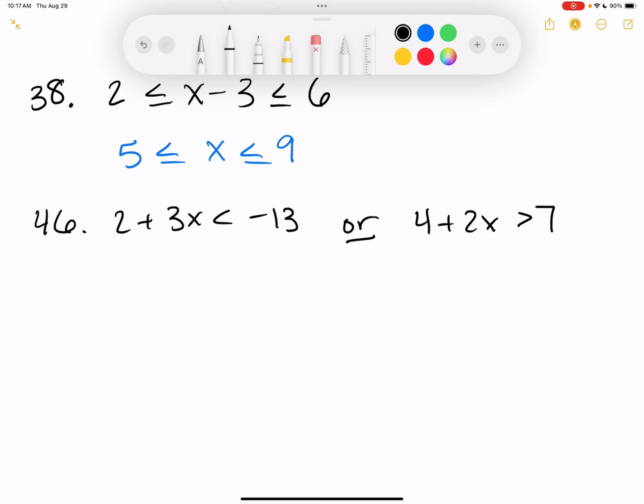And his locker. Okay, what do I do with this one? You have to divide both sides by 3 for the first one. Actually, let's do the right side because that one looks easy. Subtract 2 from both sides of the first one. Yeah, let's subtract 2 first. So I get 3x is less than negative 15.